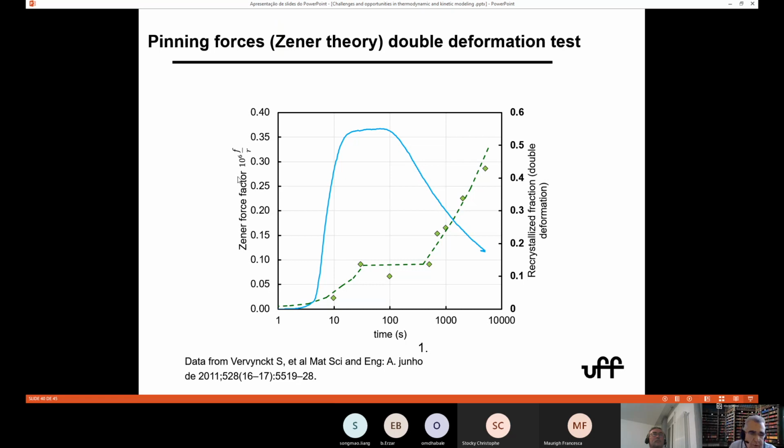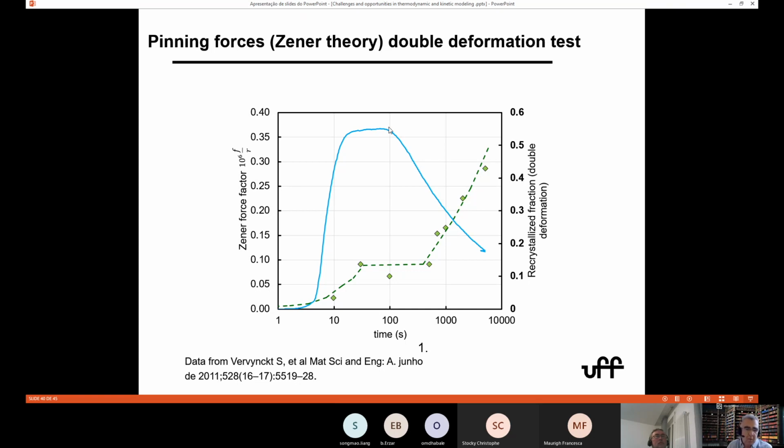And back to Zener, Zener said that this force was proportional to the volume fraction divided by the radius of the particle. So Prisma can calculate this. And then I can plot here for one of these Verving's steels. This is a wonderful paper. They did a fantastic work. And you can calculate the Zener force, and you see it's going to increase, and then you pass to a maximum. And then as it coarsens, it's going to decrease.